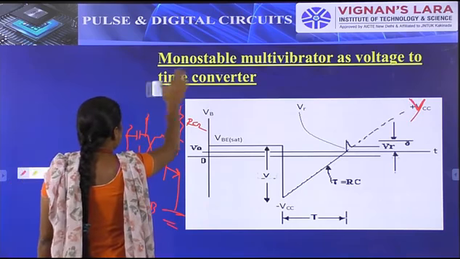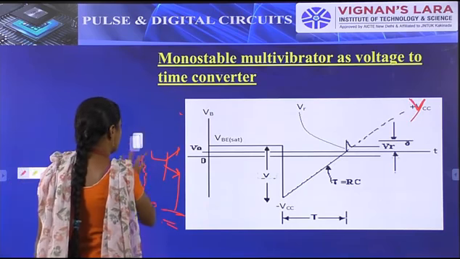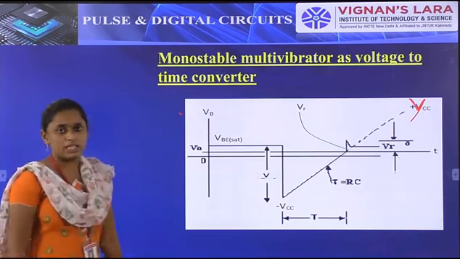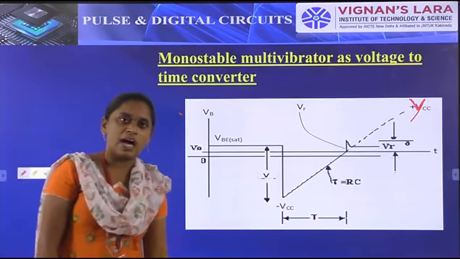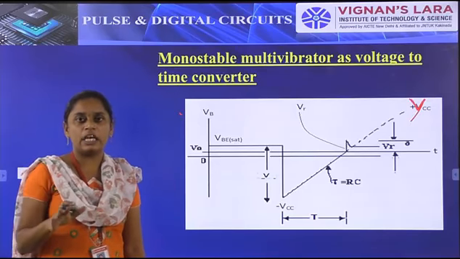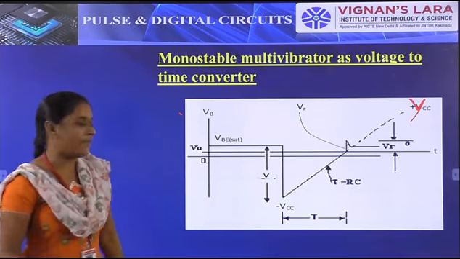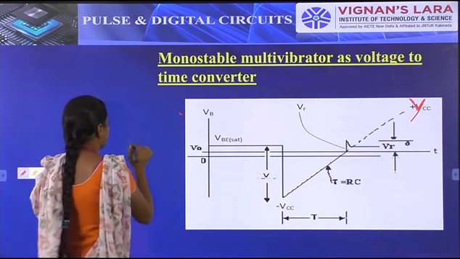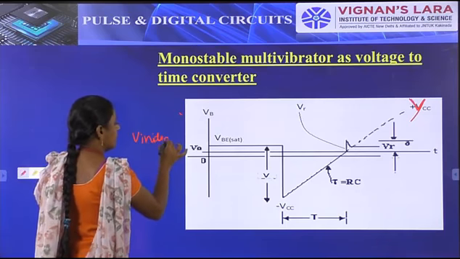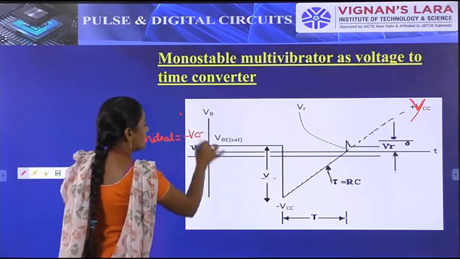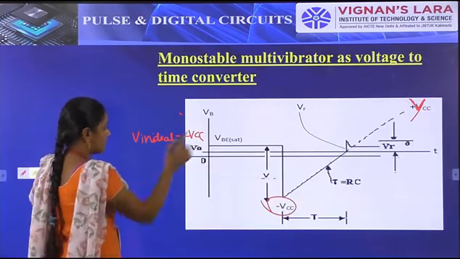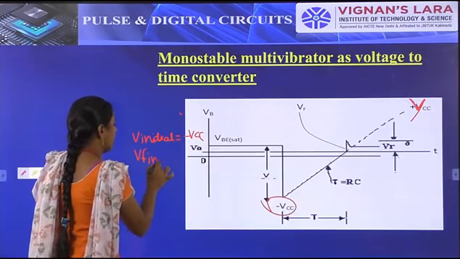And in this stage, the capacitor starts discharging. What is the equation of the capacitor discharging? Simply, VB is equal to V final minus (V final minus V initial) into e power minus T by RC. So in that, what is the V initial value? The V initial will be minus VCC. Why? Because it starts here. So V initial is equal to minus VCC. And what is the V final? The V final will be V volts.